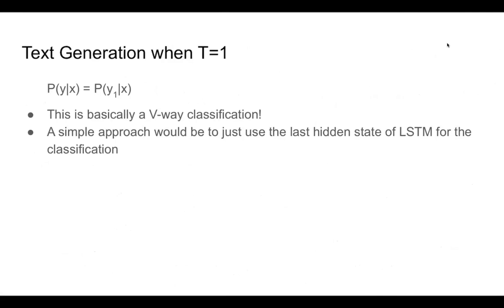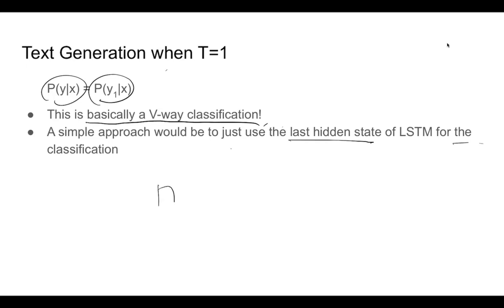All right, so let's consider cases where the output length is fixed to 1. Then we can safely say that P of Y given X is just equal to P of Y1 given X, right? And you will see that this is basically a V-way classification. So here, text generation is equivalent to classification. Then I think a simple approach will be to use the last hidden state of the LSTM that we use for token classification and text classification.